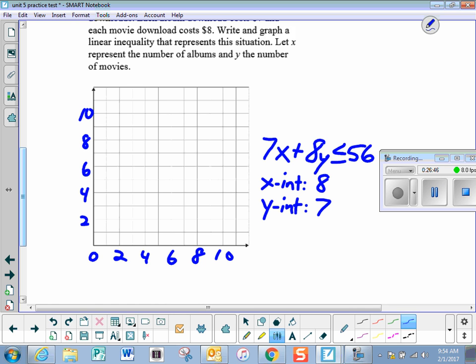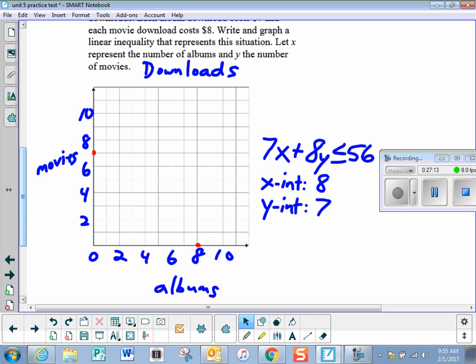I do want you to label your graphs. This is albums. This is movies. I'd call it downloading or downloads. Okay. And then we go, what is my x-intercept? 8. That means I could have 8 albums, no movies. 7 is my y-intercept. That's 7 movies, no albums. It would be a line segment because I can't go into negatives.